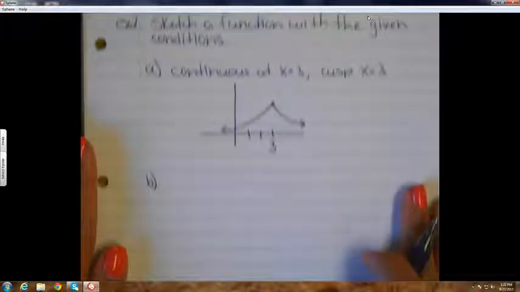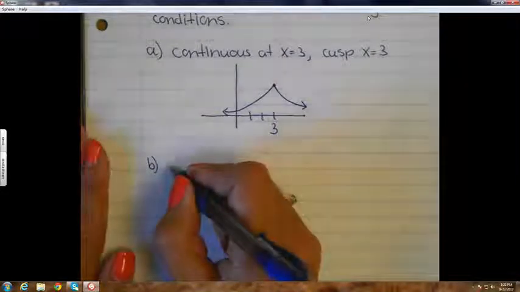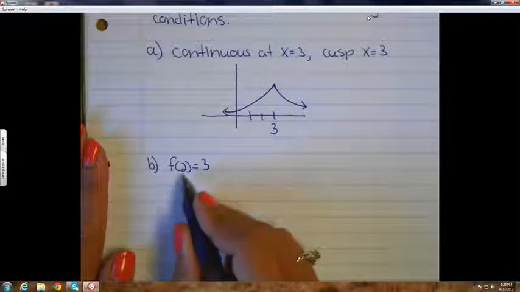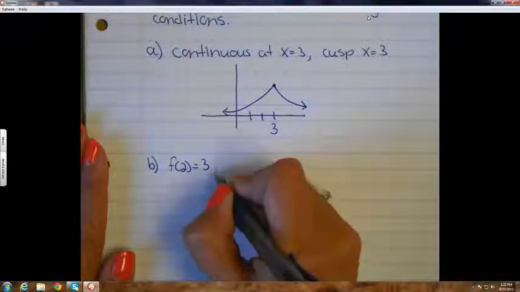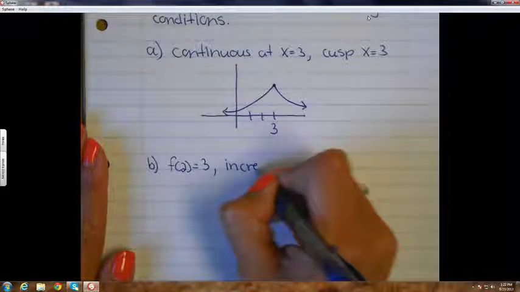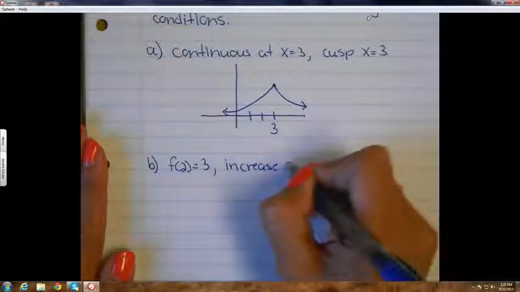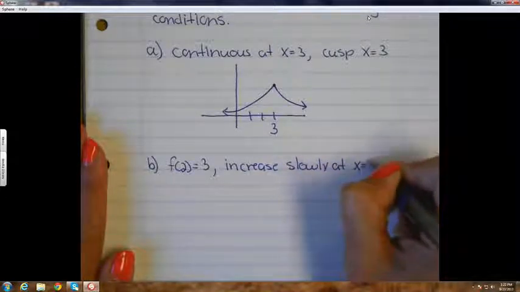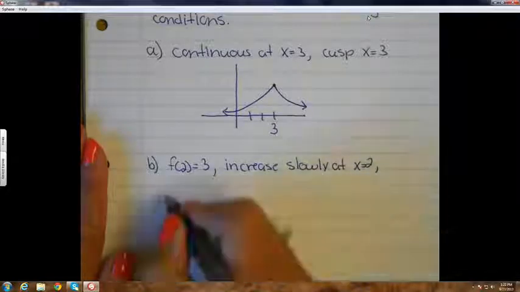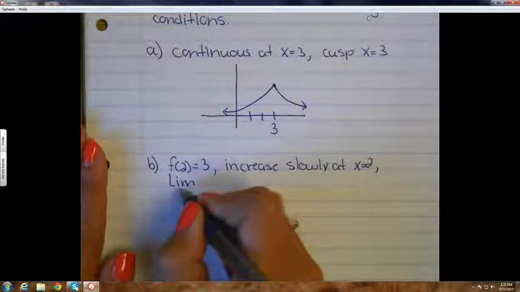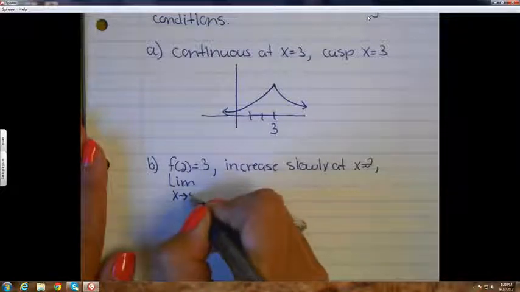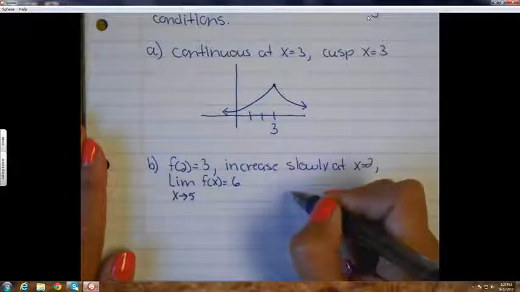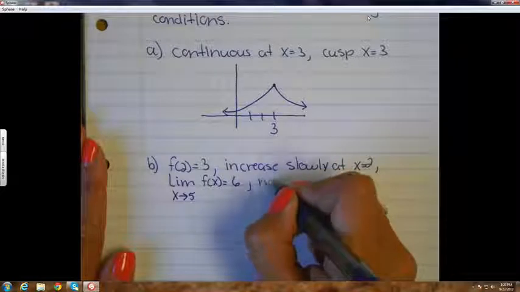Next one. I want f of 2 to equal 3. That's giving you an ordered pair. There's going to be a point there, 2, 3. It's going to increase slowly at 2. The limit as x approaches 5 of your function is 6, but there is no f of 5 value.